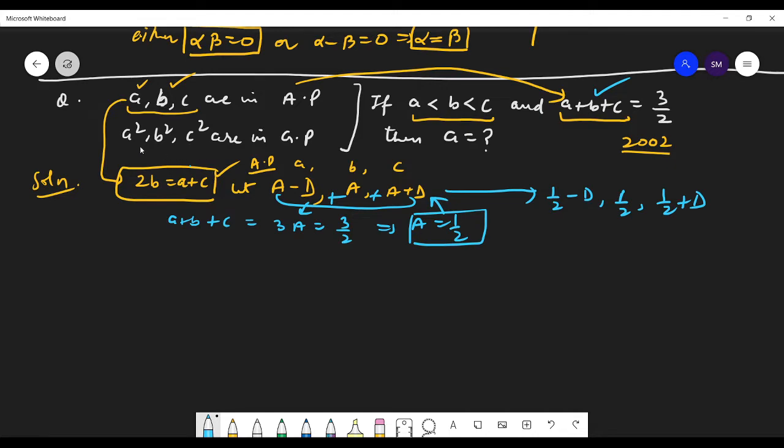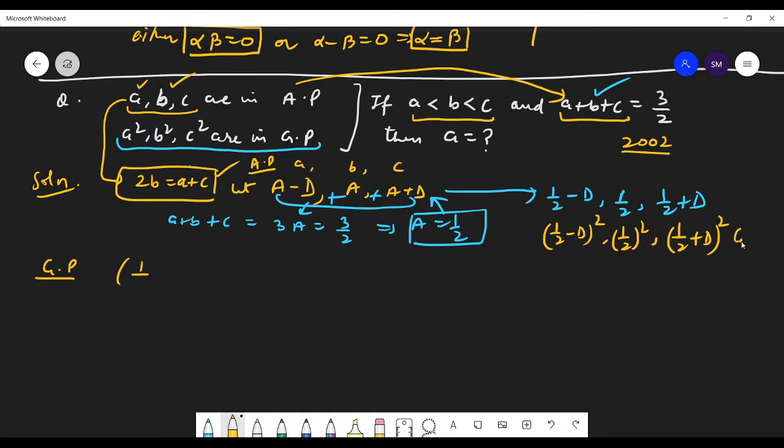Now their squares are in GP. So now you can use the geometric mean concept, like we have used earlier also. First of all, do their squares: 1 by 2 minus D whole square, 1 by 2 square, and 1 by 2 plus D whole square. They were in AP, and their squares are in GP. Now 1 by 2 square means 1 by 4, and doing the square of it.